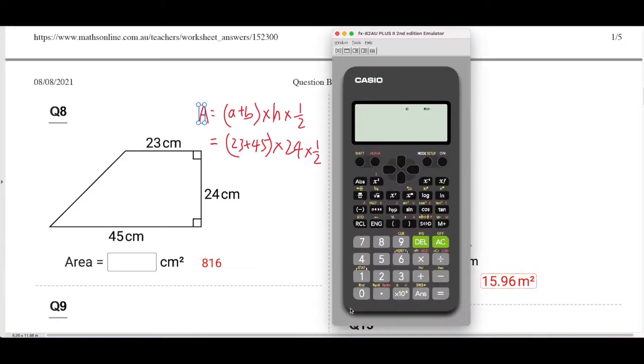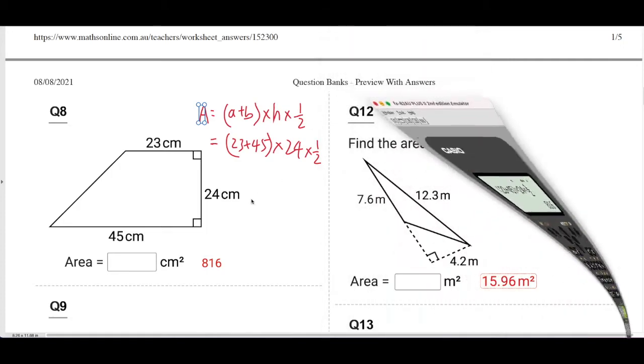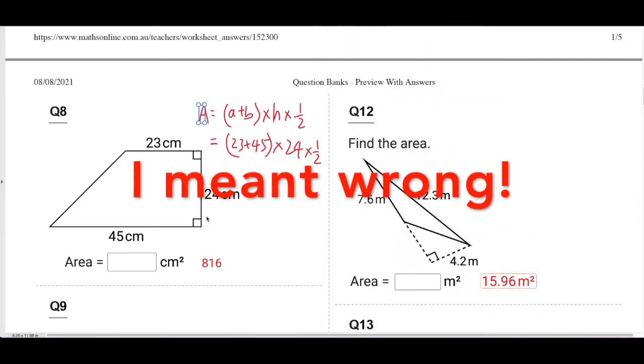So 23 plus 45 times by the 24, which is the height, times by a half. And there you go, 816. So, I mean, no one should have gotten this one right, in my opinion.